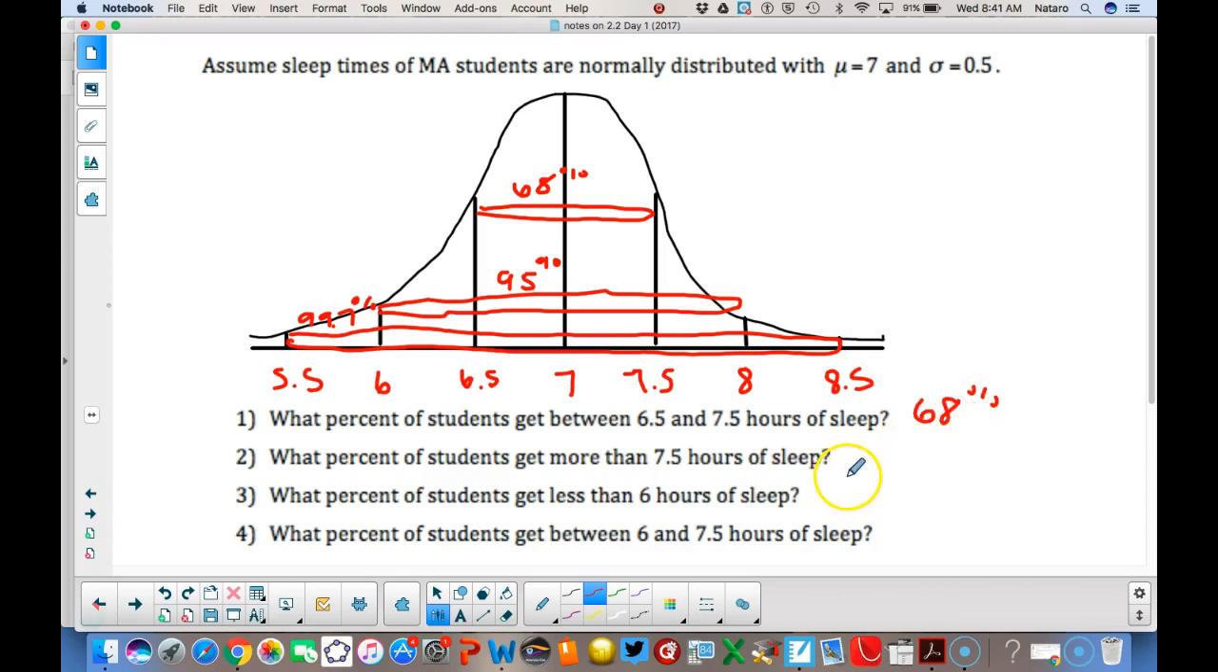What percent of students get more than 7.5 hours of sleep? Well, let's take a moment to think about this. You might want to pause the video at this moment and see if you can figure out what percent of students get more than 7.5 hours of sleep. So we're talking about this area that I just shaded in yellow.